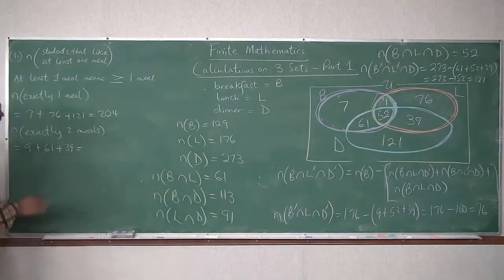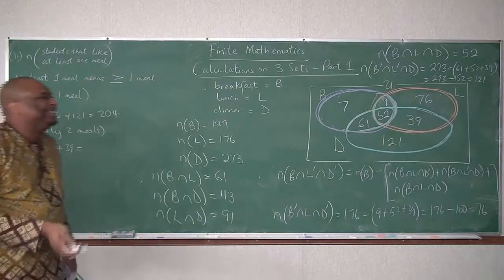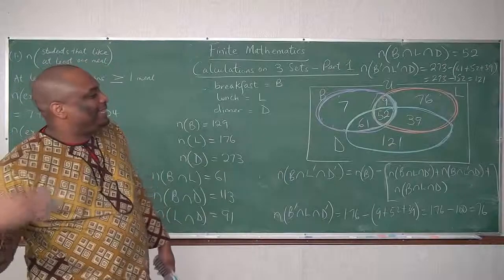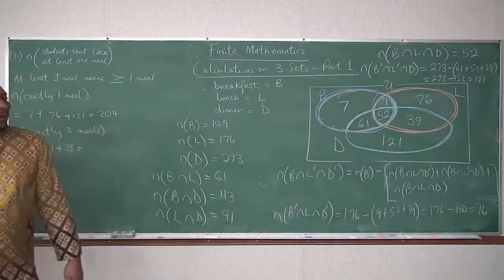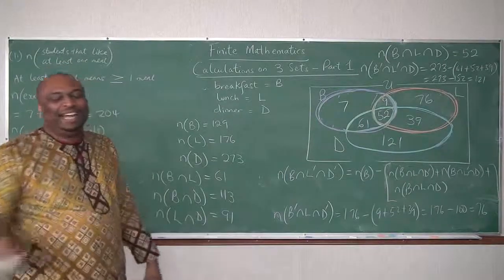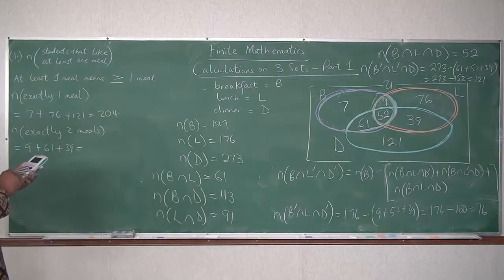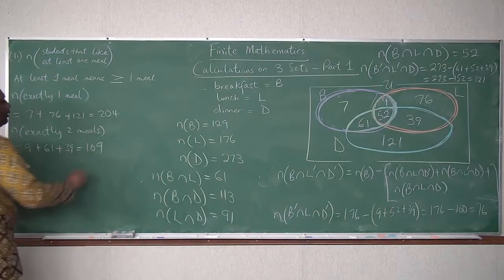So exactly 2 meals is breakfast and lunch only, which is 9, or breakfast and dinner only, which is 61, or lunch and dinner only, which is 39. So we got 9 plus 61 plus 39, which is 109.